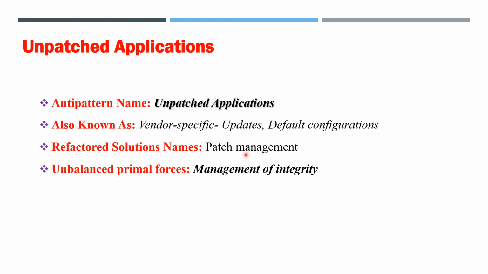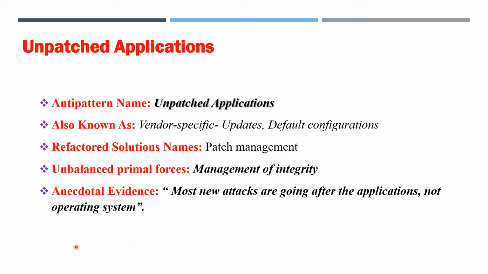Unbalanced primary forces, it is from the CIA model. Here, from the CIA model, unpatched applications affect only integrity. Anecdotal evidence, we can give a quote for unpatched applications. That is, most new attacks are going after the applications, but not the operating system. Yes, we know that attackers are going to target the applications, not any operating system.